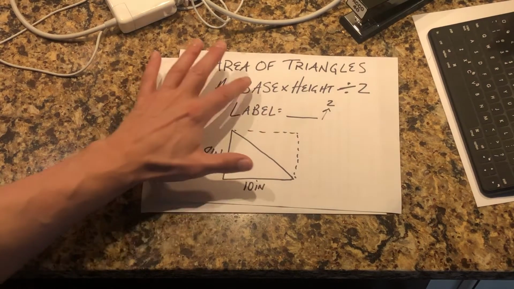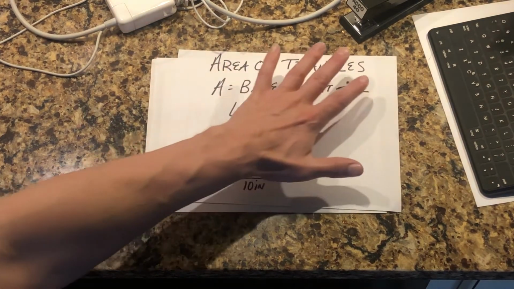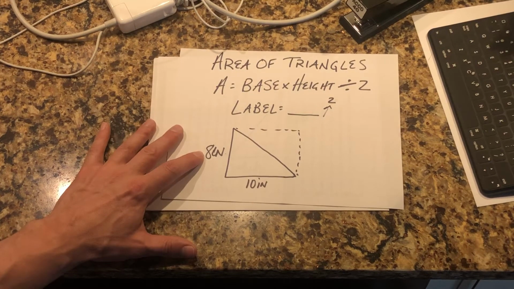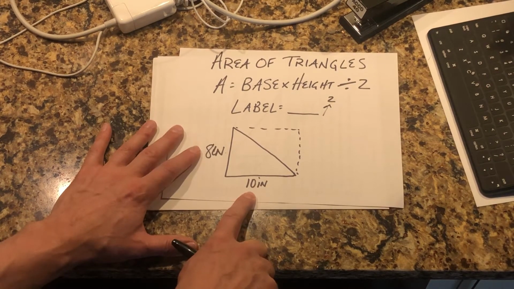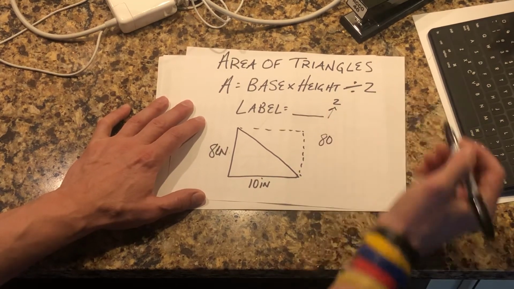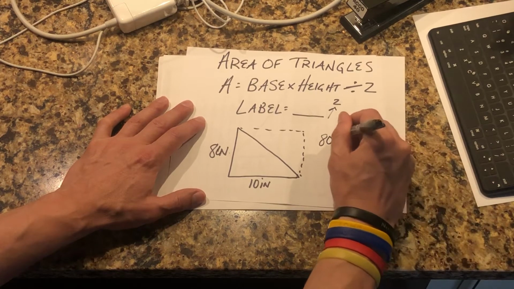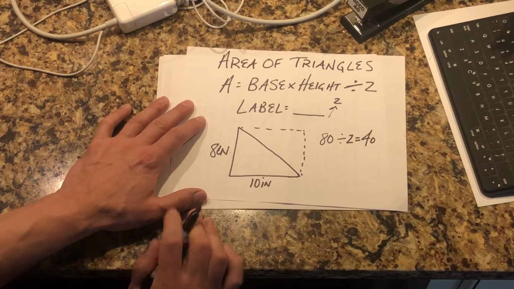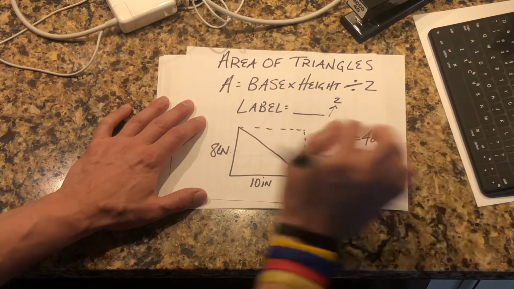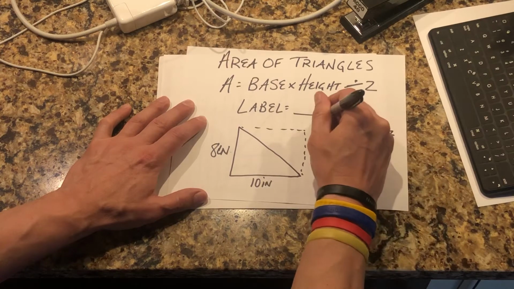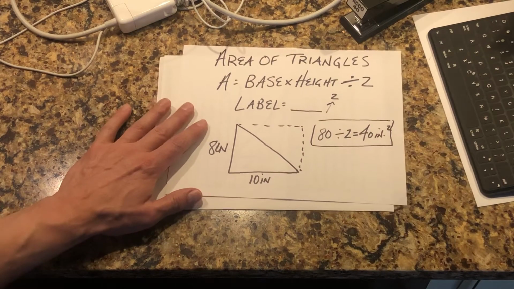So remember, when you do the first half of the formula, the multiplication, you've got to finish it with the division by 2. Base times height divided by 2 for this triangle: I have 8 inches and 10 inches as base and height. I know in my head that 8 times 10 is 80. Finishing out the problem, 80 divided by 2 is 40. My label again is inches, and just like it says at the top of the sheet, we're looking for an exponent of 2.